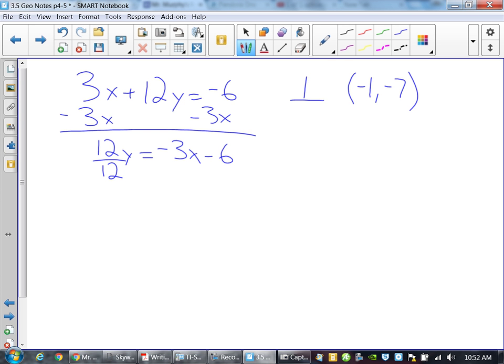This does not mean subtract 12, ladies and gentlemen. You'd be surprised. So we have -3 over 12. What does that simplify to? One fourth. Positive or negative? Negative. Good. We have a negative 1/4 x and then a negative 1/2.